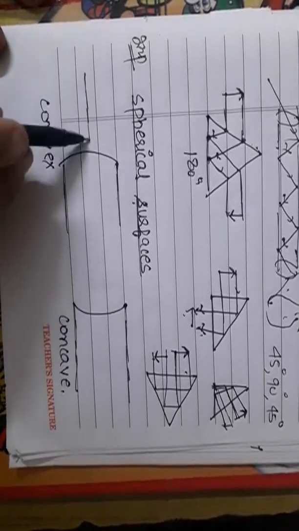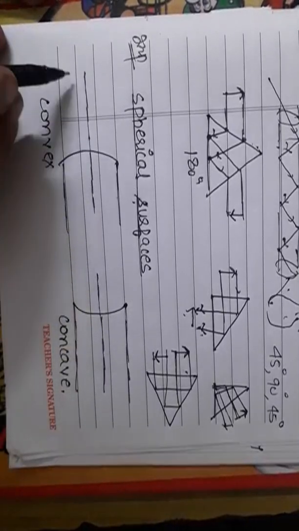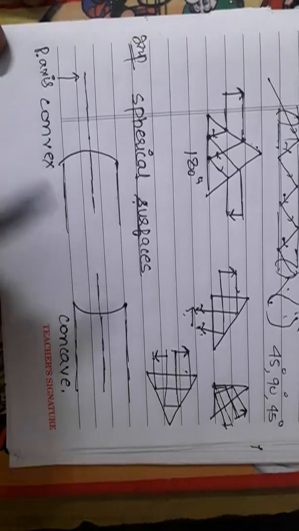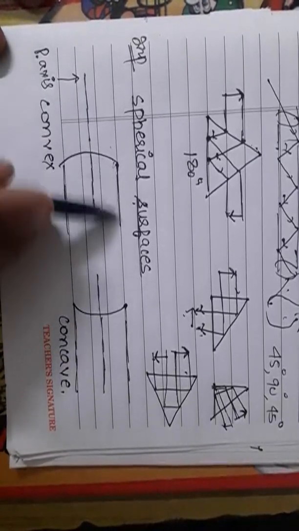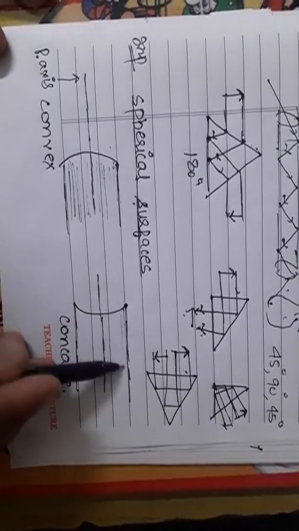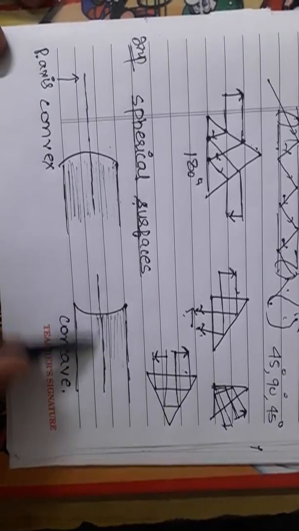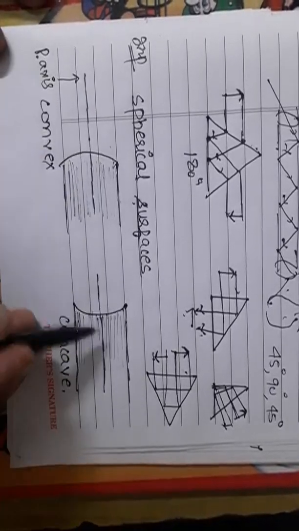From the center there is a line. This line is called principal axis. It is similar to a mirror. The difference is that in a mirror we polish the surface, here we do not polish it. Light can enter to this side. That is the difference. Got it? Now this is called principal axis.